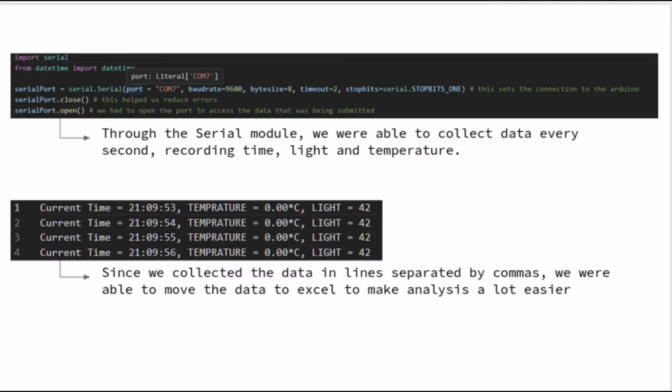For data collection, we used Python and the serial module. The sensor and the Arduino passed the data to Python and we directed it to an output text file for further analysis. Due to the GPS sensor failure, we had to use our phones and then parse the data together using the time as the primary key. We collected the data in lines separated by commas so we could easily put the data into Excel and then analyze the data further from there.